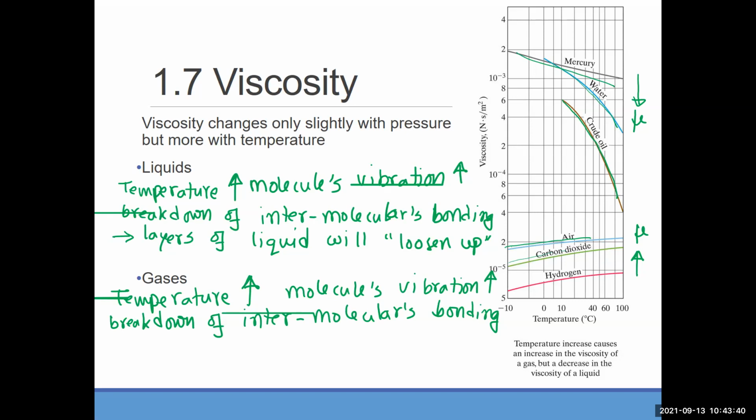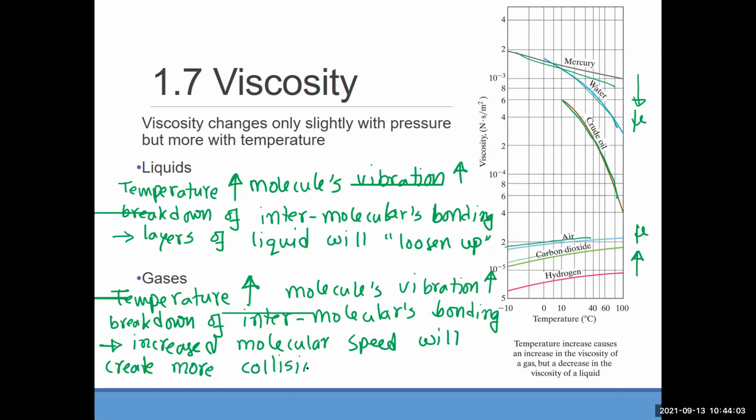So what I will write down here: increased molecular speed will create more collision, which eventually increases resistance.